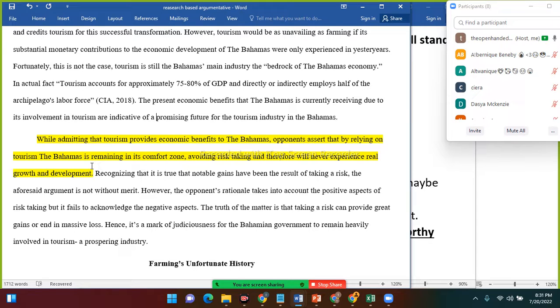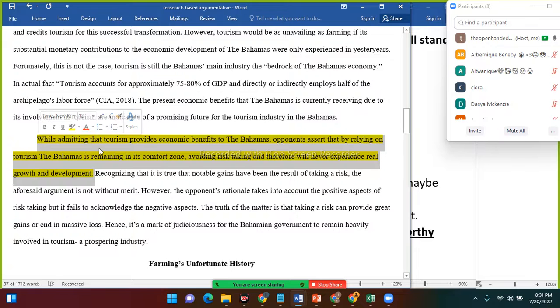I said in the highlight, while admitting that tourism provides economic benefits to the Bahamas, opponents assert that by relying on tourism, the Bahamas is remaining in its comfort zone, avoiding risk taking, and therefore will never experience real growth and development. So what is this that I did here? You gave common ground between you and the opposers, because you said while admitting that tourism provides economic benefits to the Bahamas. Opponents assert that means that they agree with you on that point, but they just disagree with you on something else. Exactly. Excellent.